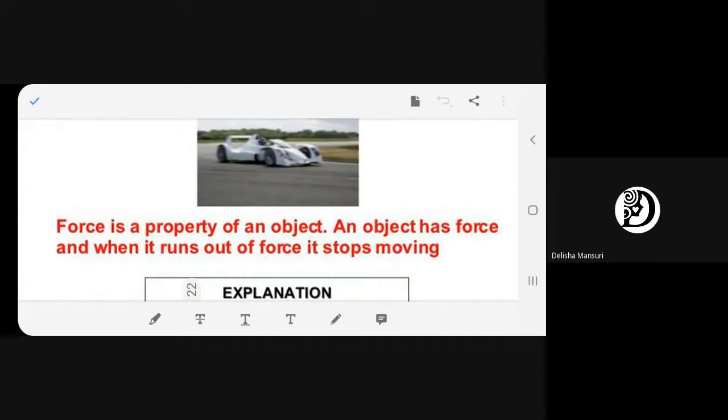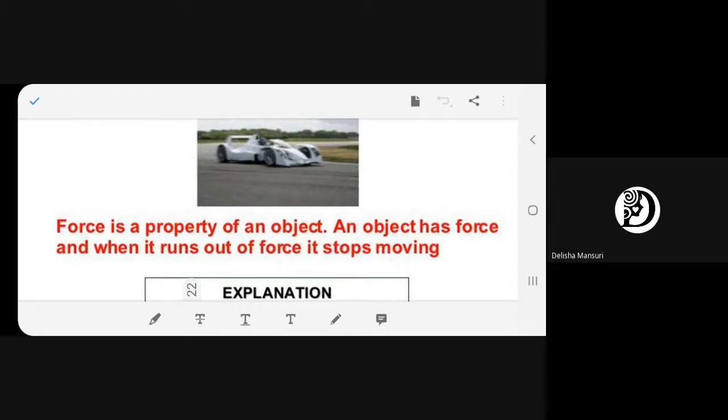Next. Force is a property of an object. An object has force, and when it runs out of force, it stops moving. Any object needs force for its motion. When any object is moving, we say it has got force. And when it runs out of force, that means there is no force, it stops.